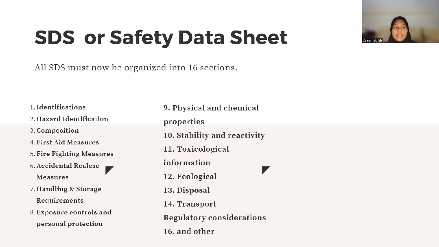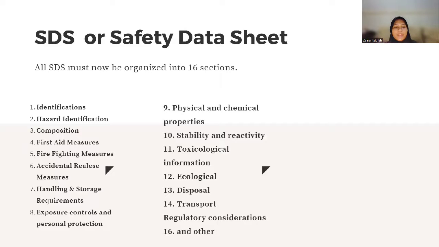Section 1. Identification. Here you'll find the chemical's name, description, and the manufacturer's contact information. Section 2. Hazard identification. This section lists signal words, warnings, and safety symbols. Section 3. Composition, a list of ingredients. Section 4. First aid measures. What's the required treatment for a person who's been exposed?